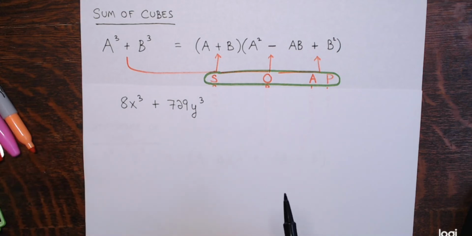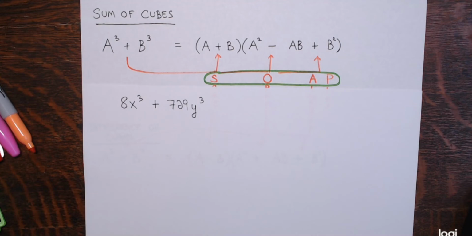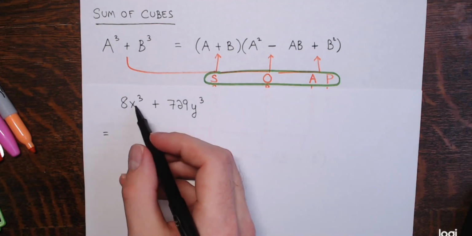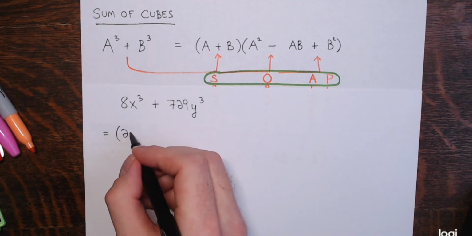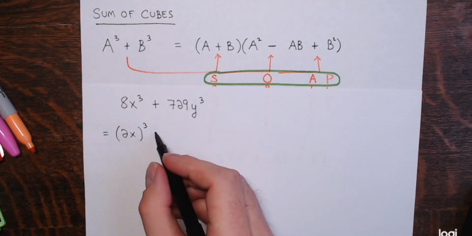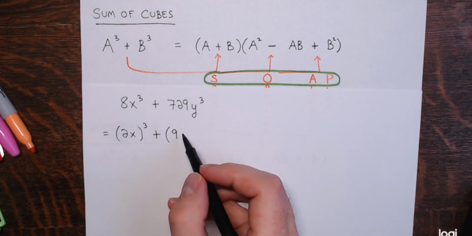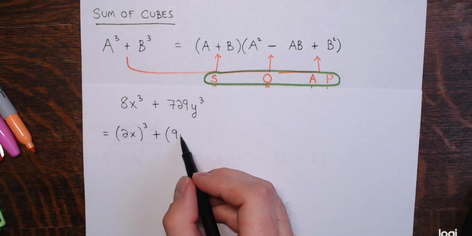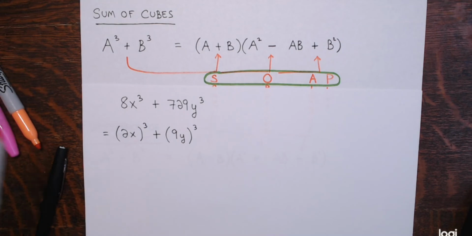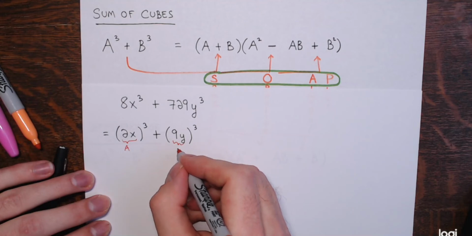Again, two terms, I'm seeing powers of 3 or powers that are multiples of 3, and it's a sum, so a good chance it's a sum of cubes. Let's see, 8x cubed is 2x to the third power, since 2 cubed is 8, plus 729 is 9 to the third power, so 729y cubed is 9y to the third power. Once again, I'm going to treat this 2x as a and this 9y as b from my formula.